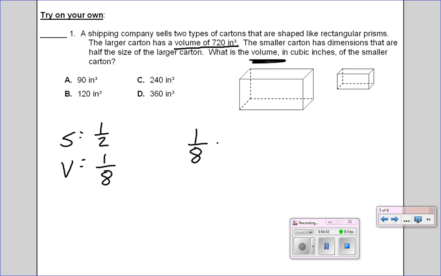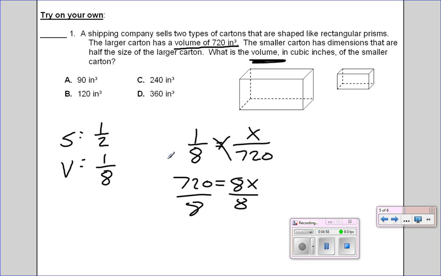So 1/8 equals, let's see, what's bigger, 1 or 8? Well, 8's bigger, and the larger carton is 720, so I'll put that on the bottom next to the 8. Then x on top. Cross multiply, 720 equals 8x, and divide by 8. So the volume of the smaller carton is 90 cubic inches. You might be tempted to say it's half, but we have to find our volume ratio to do that problem.